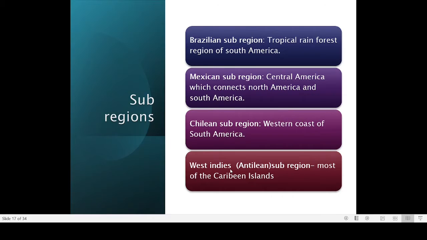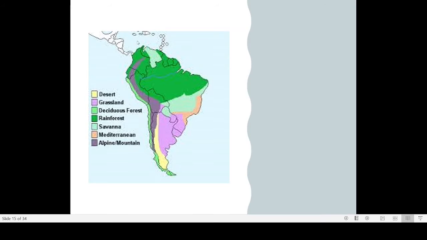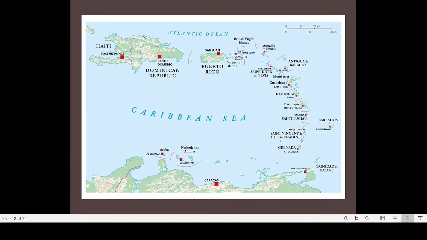Now, the West Indies subregion is mainly coming under this area. These areas are the West Indies, the area between North America and South America. And this portion is known as the West Indies. I will show you in another slide the details of the West Indies. It consists of several smaller islands.